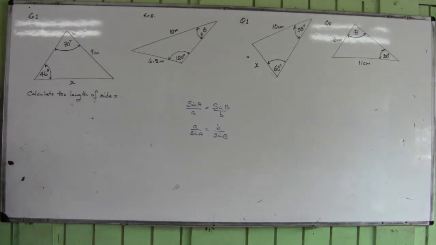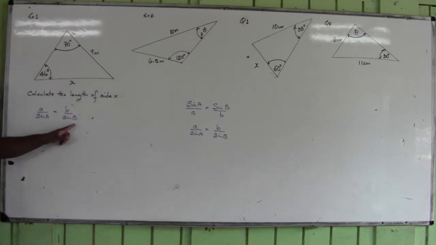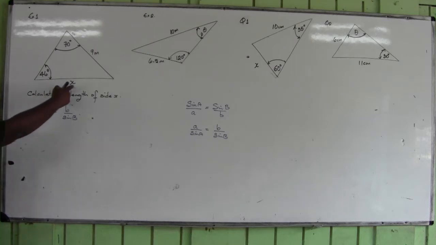Fine. Now, I often tell students, whenever I use the sine rule, I always start out with what I want. What do I want? I want to find x. So I'm going to write a over sine A is equal to b over sine B. Capital A and capital B are angles. Lowercase a and lowercase b are the lengths of sides. So I want to find x, I'm going to put x first.